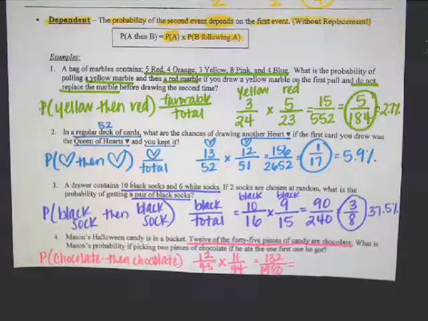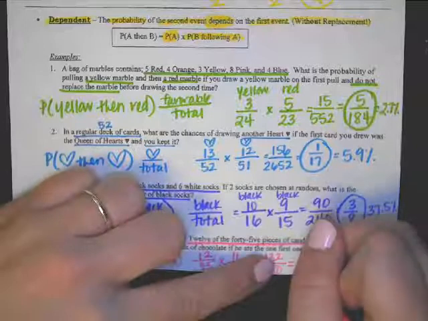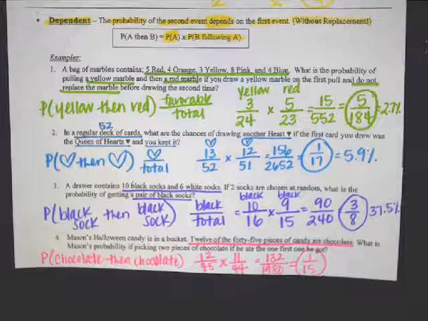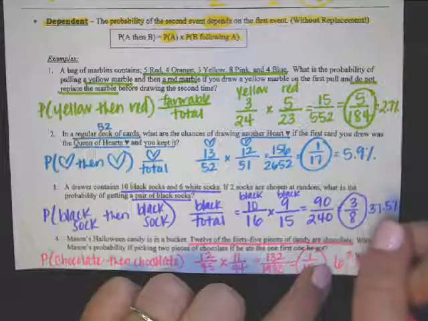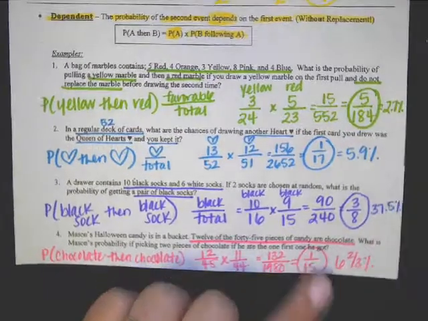We want to make sure to always simplify our answer, and when you do so, that gives us a 1 out of 15 chance. 1 out of 15 chance leaves us with about a 6 2/3% chance of this happening.